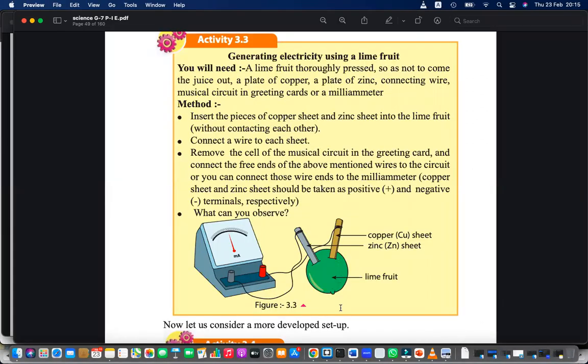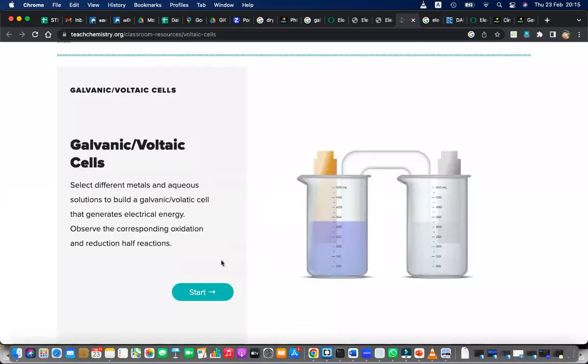Actually, this is done using the lemon, so the citric acid inside the lemon. Citric acid and zinc will react, that generates some electrons, and that is what is used here. Let's discuss this, but before that, let's move to the animation.